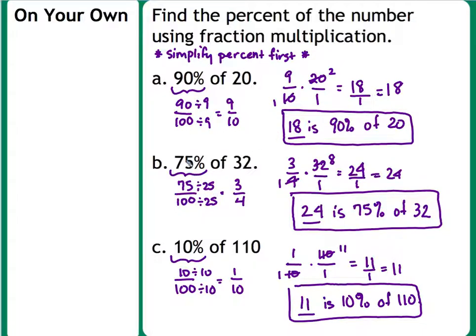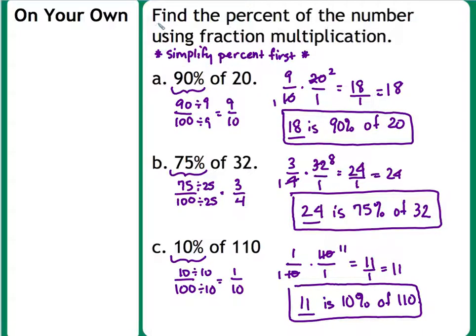For B, 75% is 3/4. 3/4 times 32 is 24. And finally, 10% is 1/10. So 1/10 times 110 equals 11. And that'll do it for fraction multiplication.